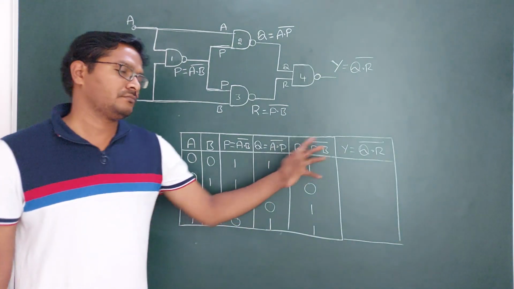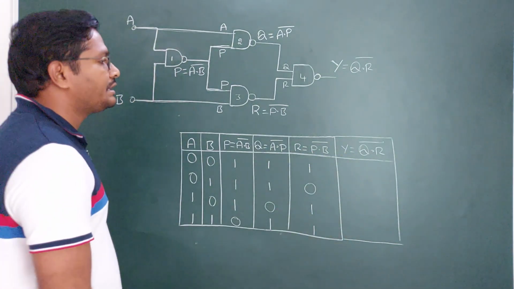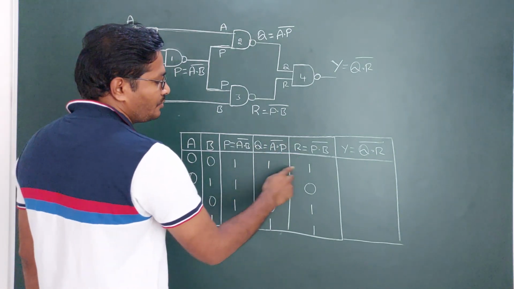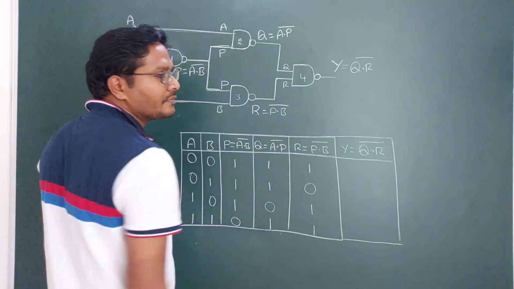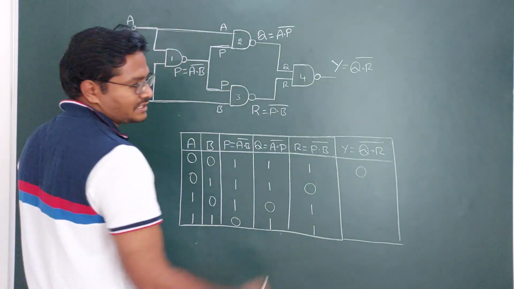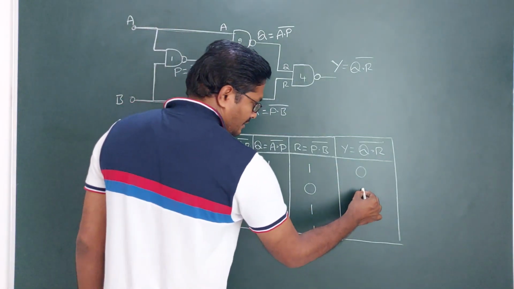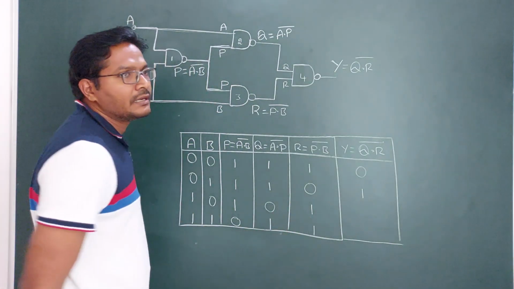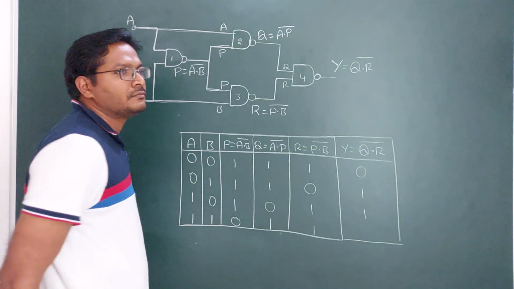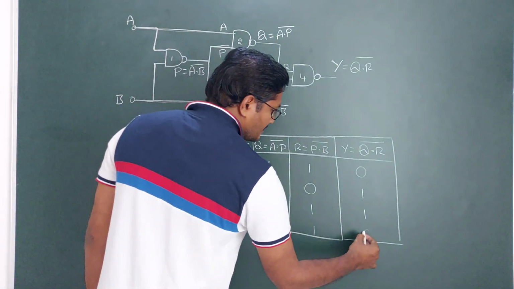And the final output is Q into R whole bar. This is Q, this is R. Q into R: 1 into 1 is 1, and inverse is 0. 1 into 0 is 0, and inverse is 1. 0 into 1 is 0, and inverse is 1. 1 into 1 is 1, and inverse is 0.